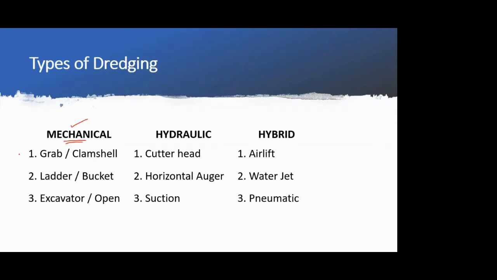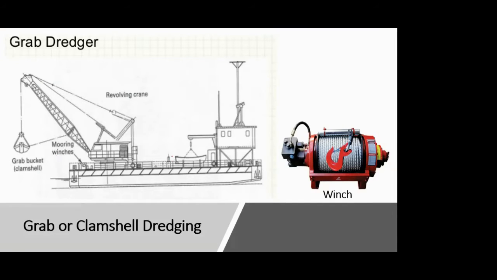So the first one in this is the grab or the clamshell type. So grab dredging, what I have shown here is the grab dredger. Now you have already seen what a dredger is in the last lecture. A dredger is nothing but that ship-like floating structure on which you have some accessories and instruments which will help you to excavate that material and then carry it to the barges and dispose of it. So that is a dredger, and this is a grab dredger.